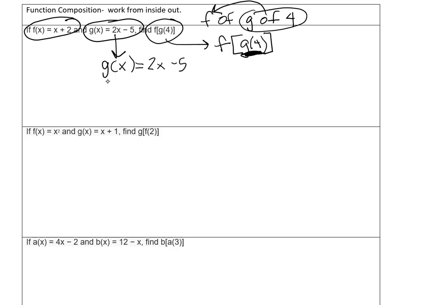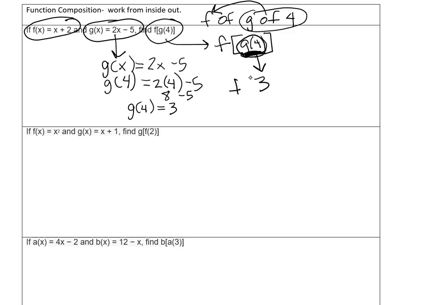Instead of saying g of x, we're doing g of 4, which means we're putting the 4 everywhere we see the x. And then we do the math, 2 times 4 minus 5. 2 times 4 is 8, and 8 minus 5 is 3. So we know g of 4 is equal to 3. So now we can come over here and say, instead of g of 4, we know g of 4 is 3. So let's plug in 3 where we see the g of 4.